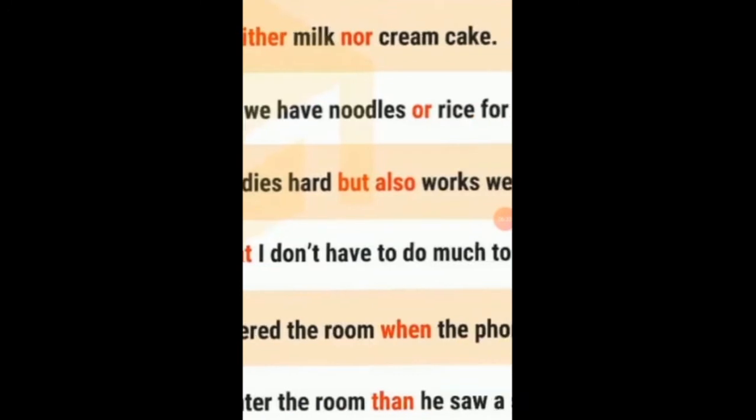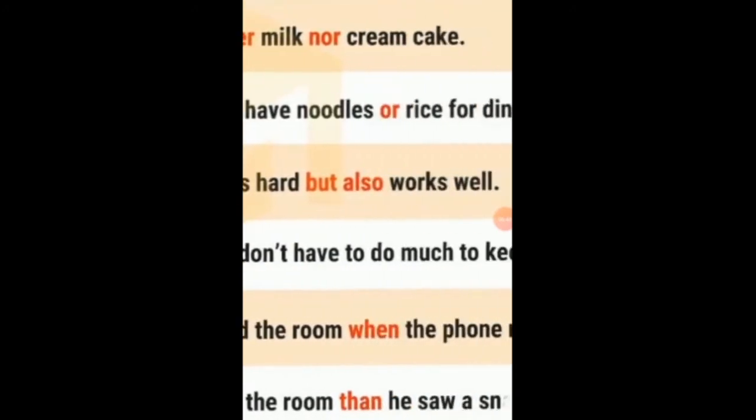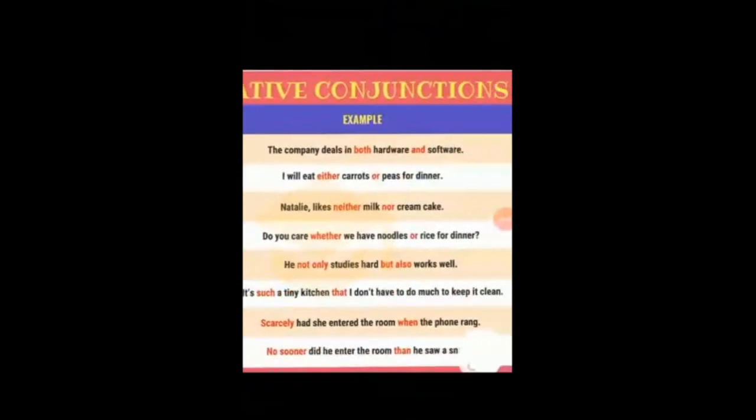No sooner than. No sooner did he enter the room than he saw a snake. Actually this is a misprint, this is a snake, S-N-A-K-E. Please mark it S-N-A-K-E, snake, right? No sooner did he enter the room than he saw a snake. So these were the examples of correlative conjunction.